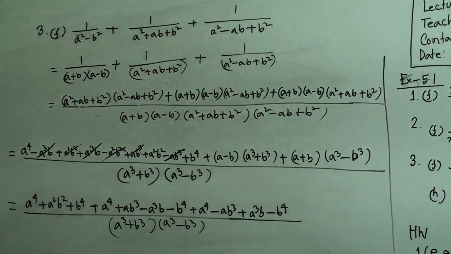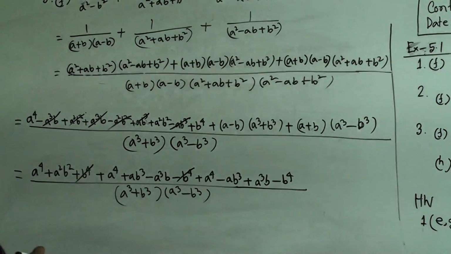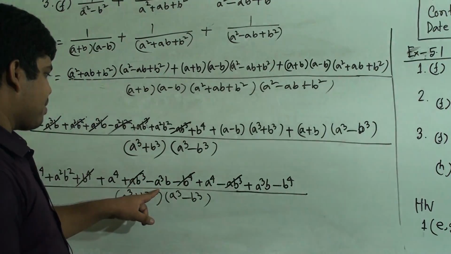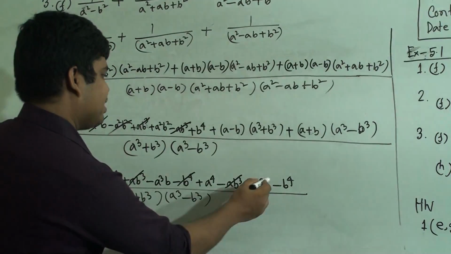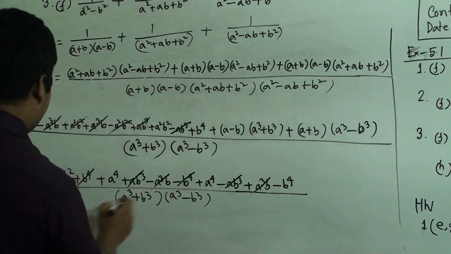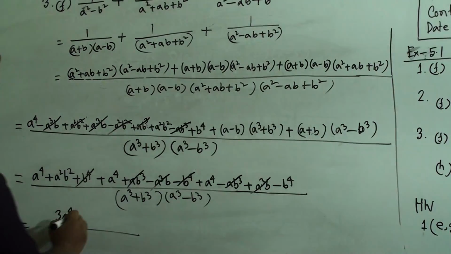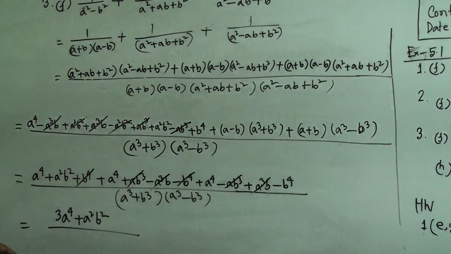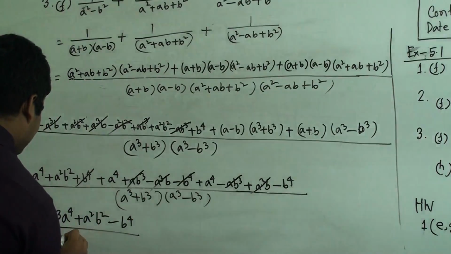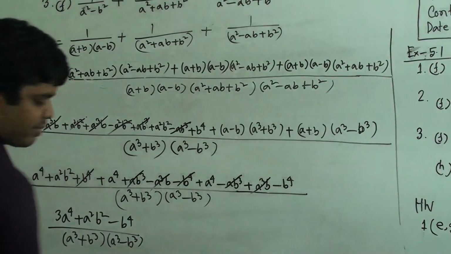Now my dear student, please notice b to the power 4, plus and minus both are cut, and ab cube, minus a cube b plus a cube b, these cut, and left a to the power 4, a to the power 4, a to the power 4, so 3a to the power 4. Okay, then a square b square, a square b square, and left minus b to the power 4, minus b to the power 4. This is written here a cube b cube, a cube minus b cube.